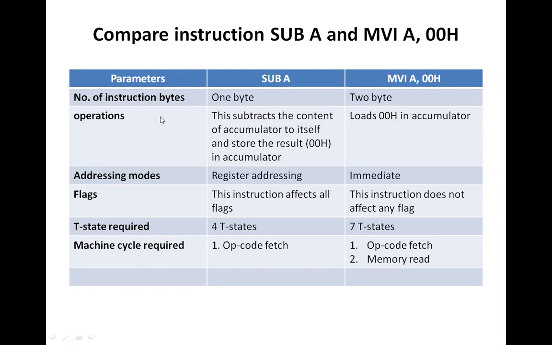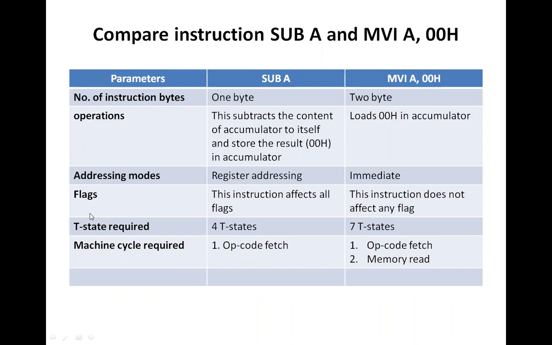As far as the operations are concerned, SUB A is going to subtract the content of the accumulator from itself, because we know whenever we do an arithmetic or logical operation, the reference is the accumulator. So if I am writing SUB A, it means the content of the accumulator is subtracted from the content of the accumulator and the result is stored in the accumulator. What about MVI A, 00? It is going to load 00 in the accumulator. So this is the difference between these two. The third one is the addressing mode. As I told you, SUB A is register addressing mode, and MVI A is immediate addressing mode.